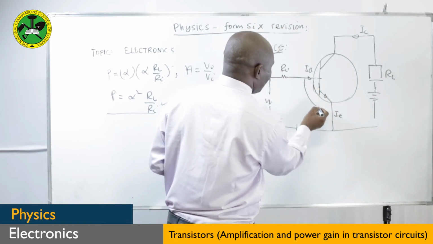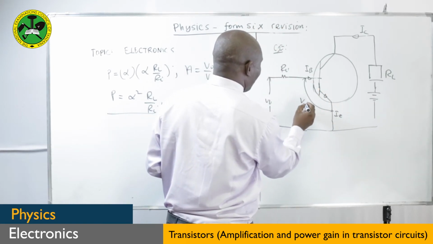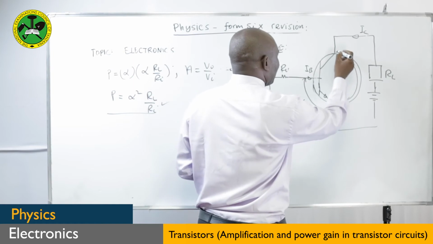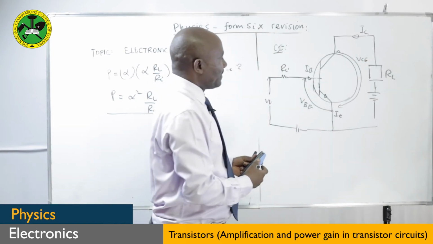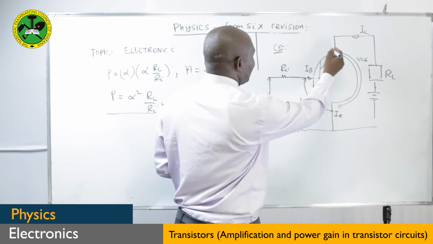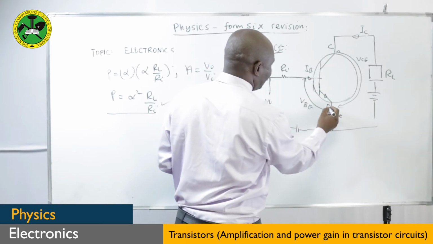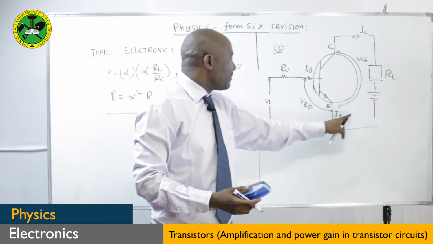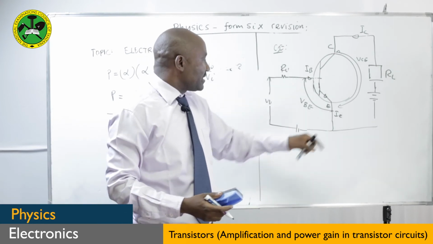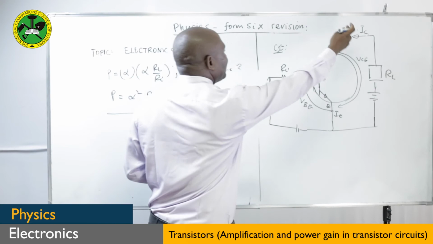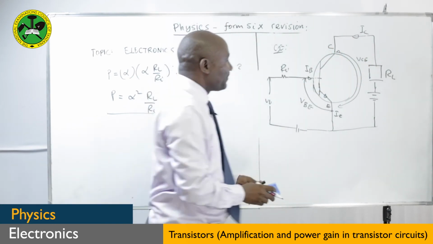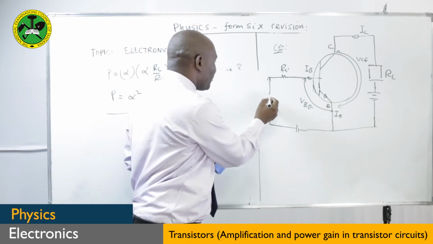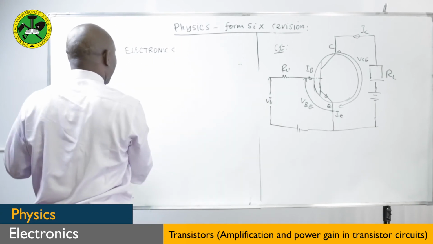Of course, you know this voltage here is the voltage across the base emitter junction. And this voltage here is VCE, the voltage across the collector emitter junction. This is the base, this is the collector, this is the emitter. So if you know the current IC, which is the output, and the base current as the input, and this is our input voltage, you can find the current gain.